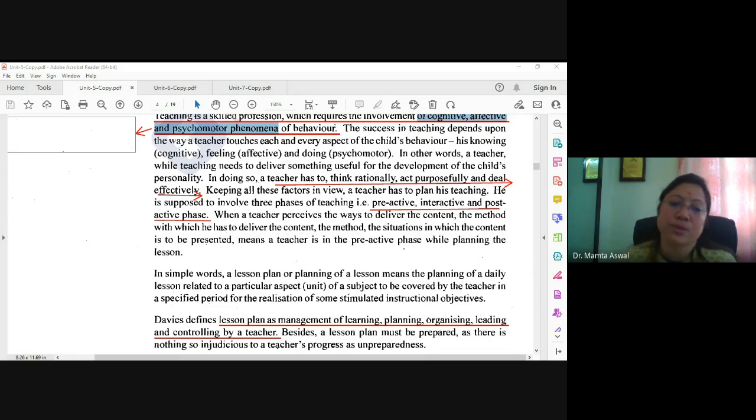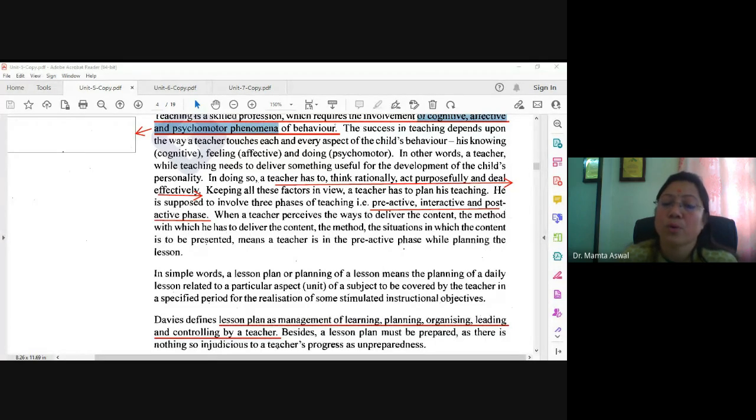Then there is a post-active phase. The post-active phase is basically the phase after the teaching-learning has taken place. After that comes the feedback part, where the teacher evaluates himself or herself. The teacher evaluates the children also.